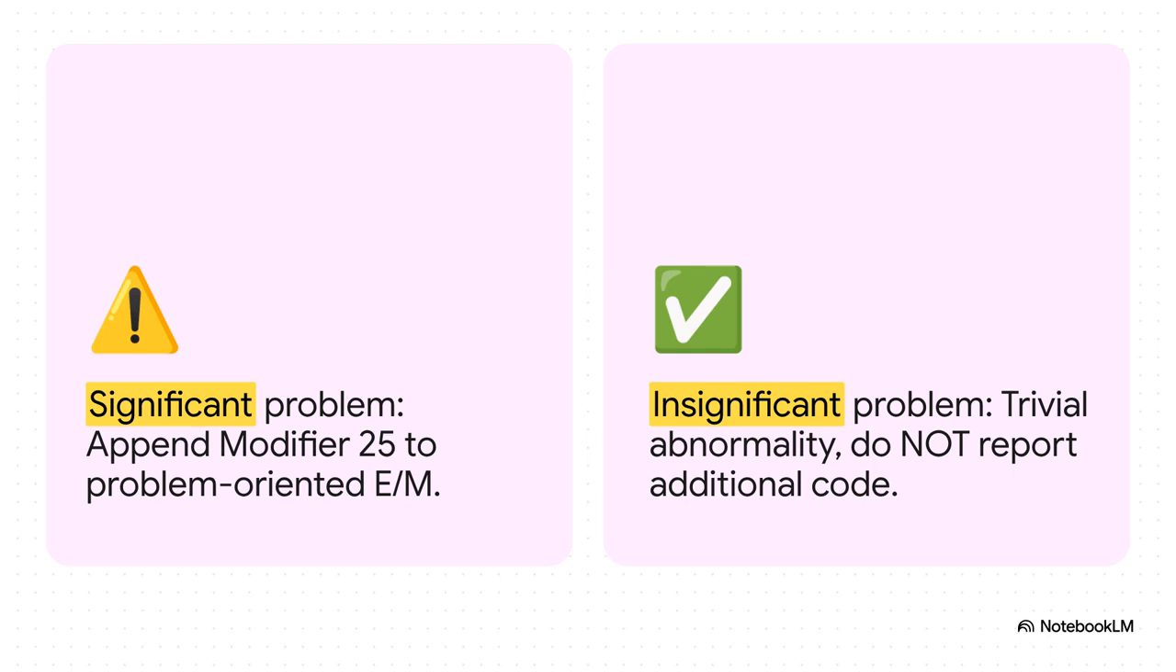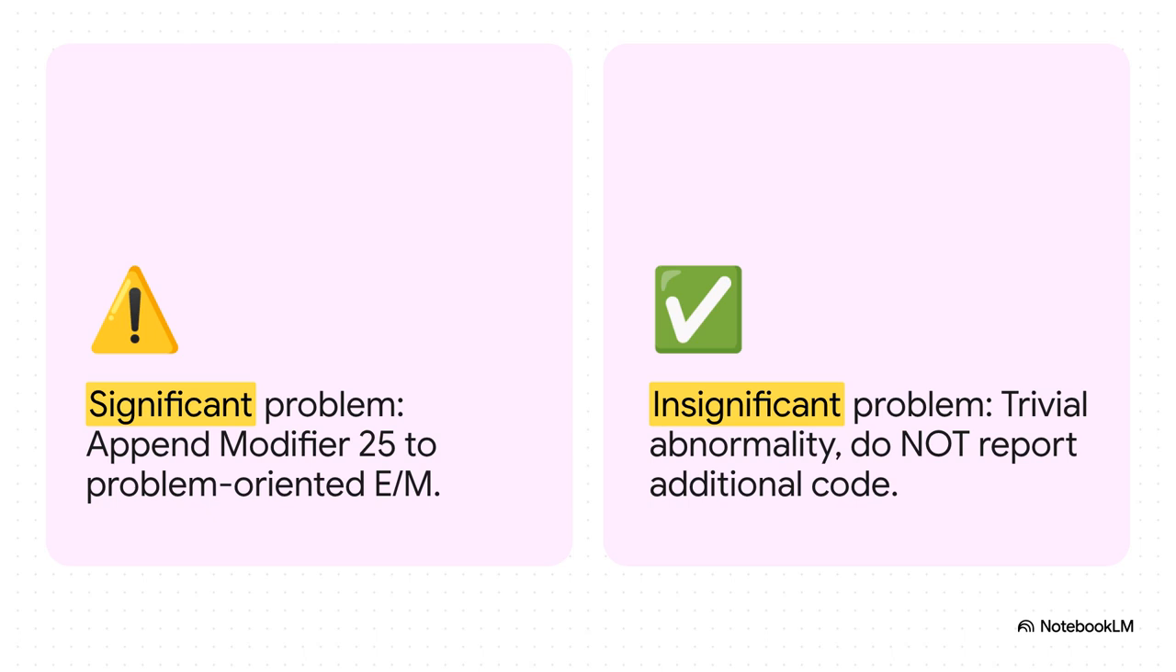The entire rule hinges on severity. If the new problem is significant enough that it requires key components of a separate evaluation, you code both. You report the preventive code plus the appropriate sick visit code, like a 99213 for instance, and then you append modifier 25 to that sick code. But, and this is a big but, if it's an insignificant, trivial issue like a minor sniffle that requires no real extra workup, it just gets bundled right into the preventive visit.